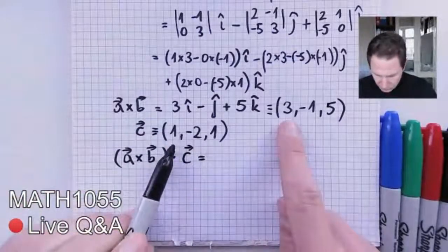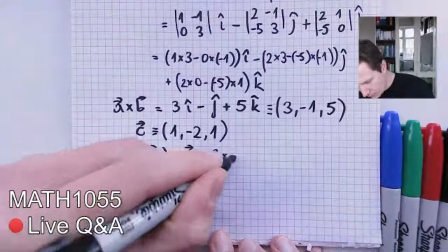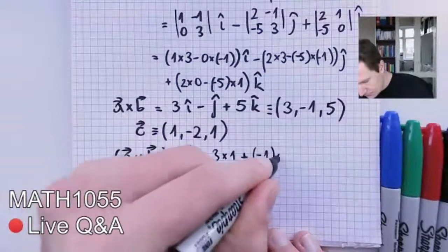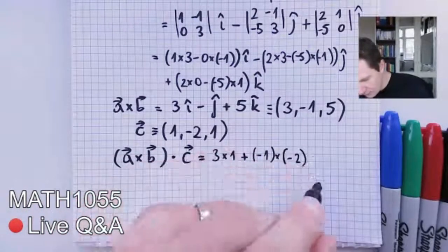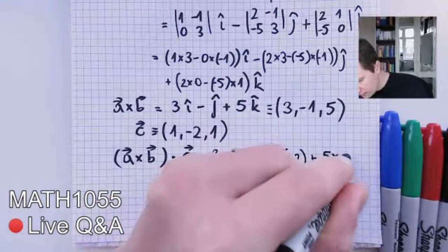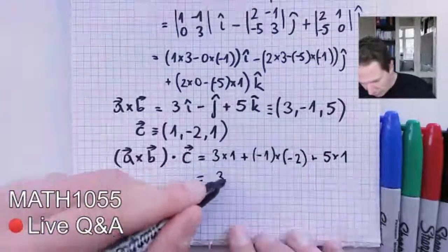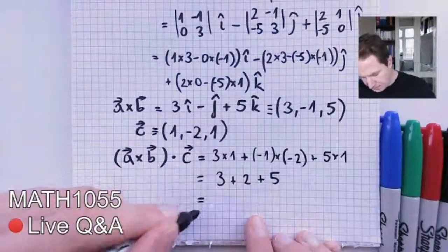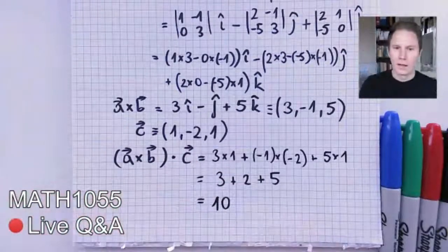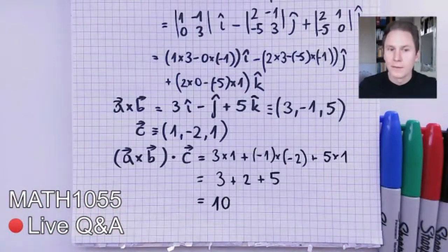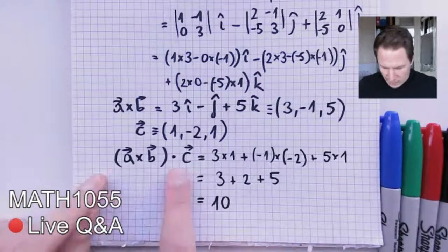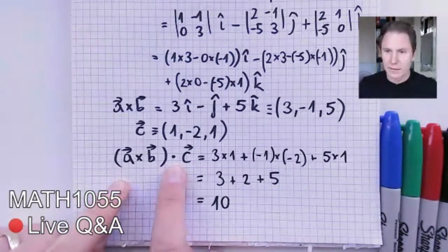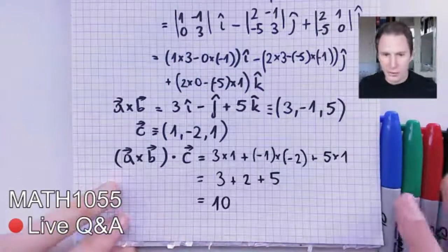We were interested in the scalar product of A cross B and C. So if we multiply the first coordinates, the second coordinates, and the third coordinates, and then add these products up, we should get our answer. So we have 3 plus 2 plus 5, giving us 10. So this is indeed what the correct answer was, 10, for this combination of products of vectors. First we take the vector product and then the scalar product with the third vector.